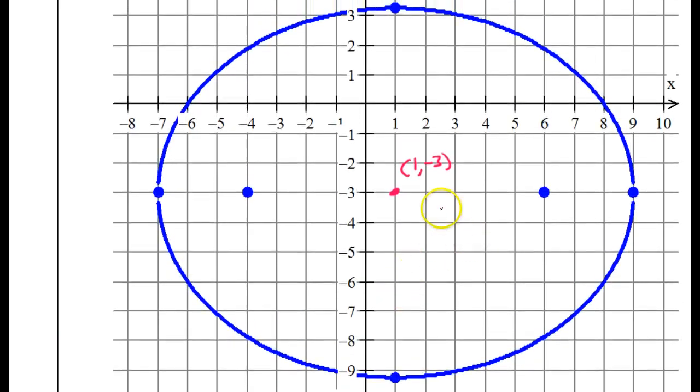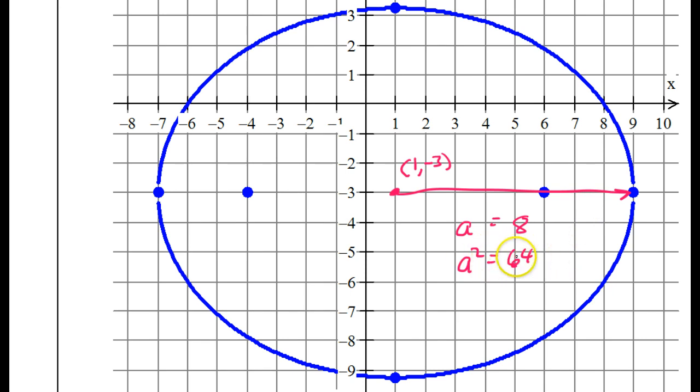Now the a value is the distance from the center to a vertex. So this is going to be my a value right here, this pink line. Okay, so from the center to the vertex, well, this is from 1 to 9. So that tells me that my a value is 8. Wait, I shouldn't have put a squared. The a value is 8. A squared, of course, then will be 64.